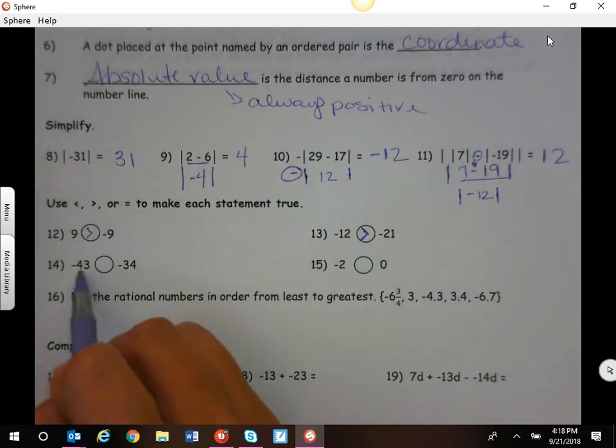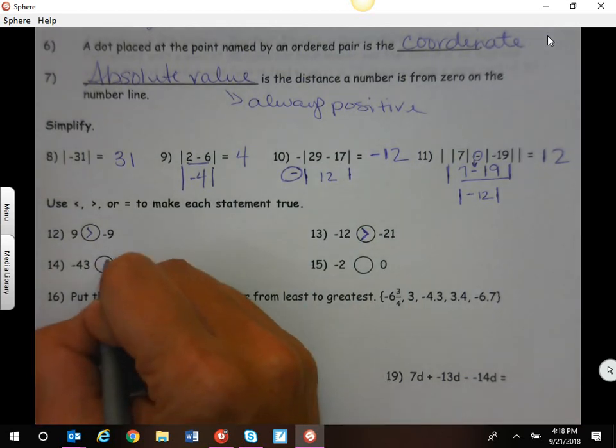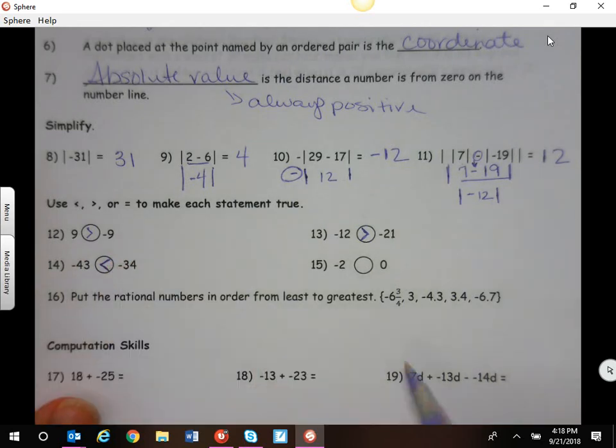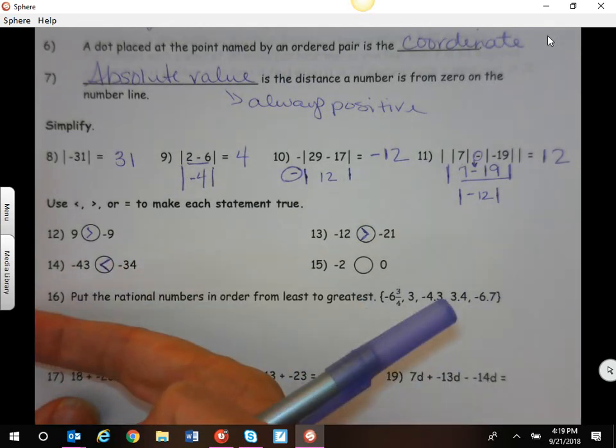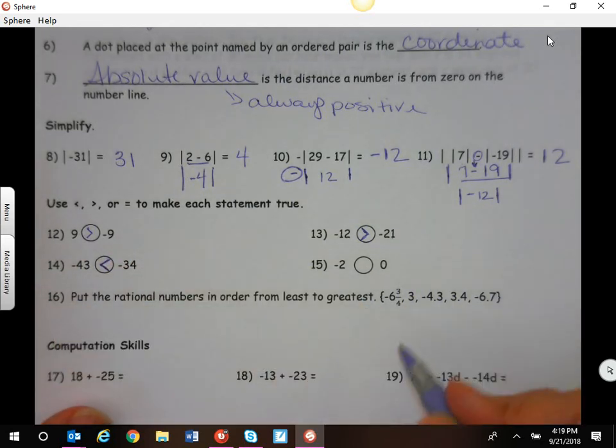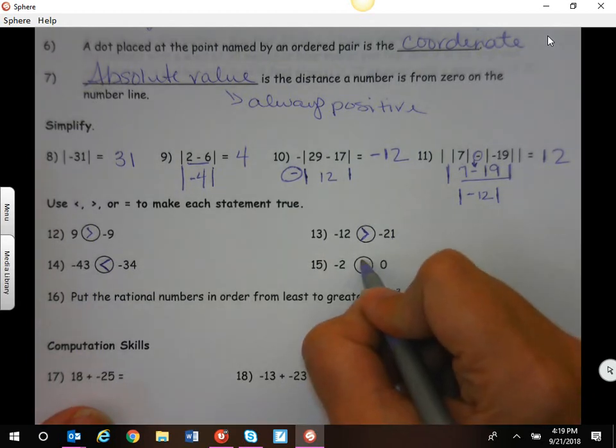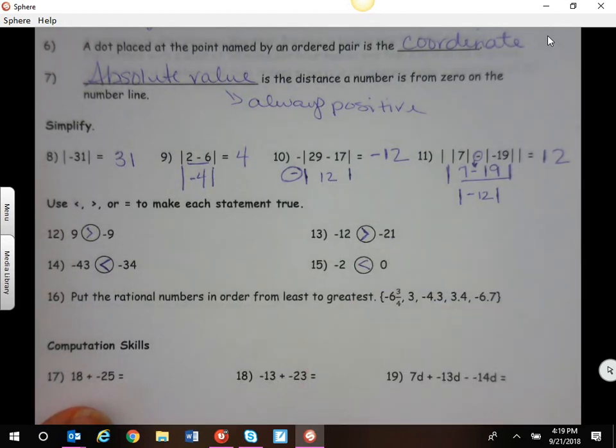Same thing with negative 43 and negative 34. Negative 43 is further to the left on the number line, meaning it is less than negative 34. And negative 2 is less than 0.